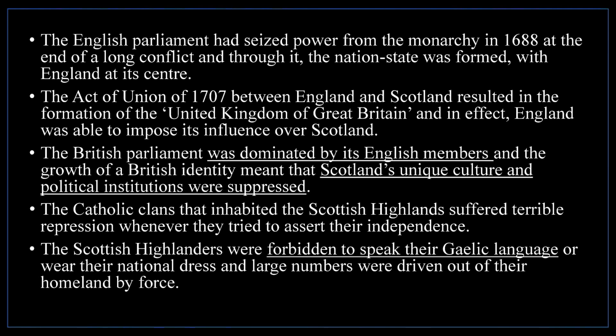The English Parliament had seized power from the monarchy in 1688 at the end of a long conflict, and through it, the nation state was formed with England at its centre. The Act of Union of 1707 between England and Scotland resulted in the formation of the United Kingdom of Great Britain, and in effect, England was able to impose its influence over Scotland.